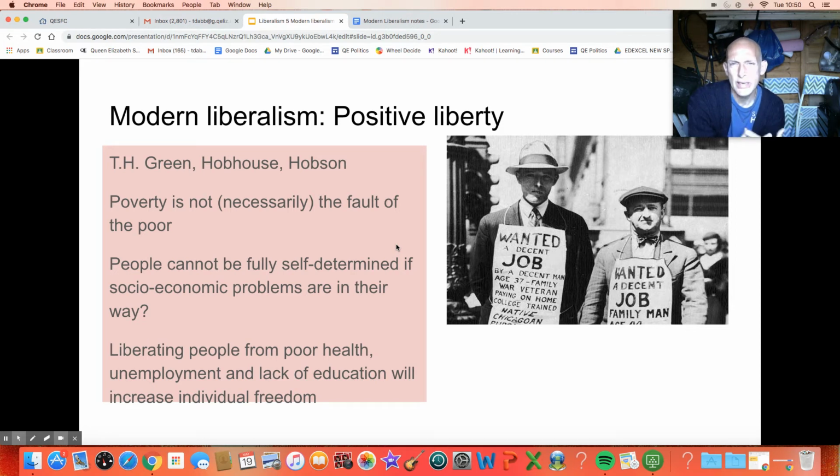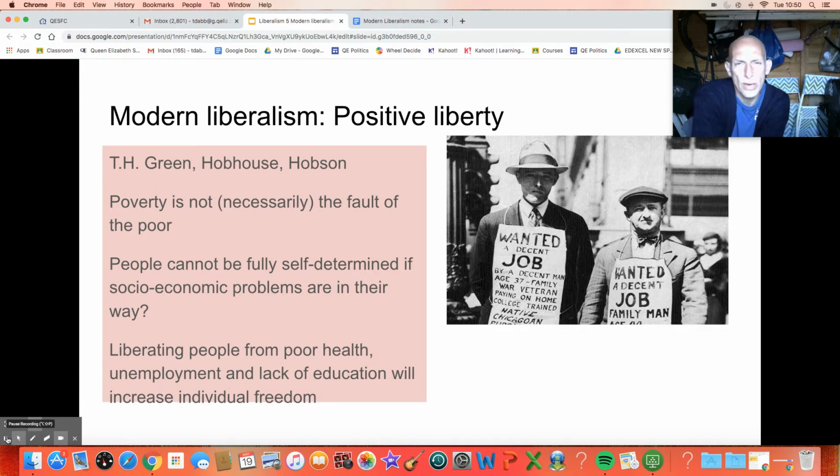Negative liberty is about freedom from constraint. Negative liberty says, let me do what I want. Positive liberty says, I'm not able to do what I want. What I need is your help. I need to be helped to.